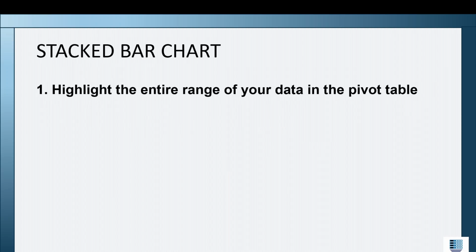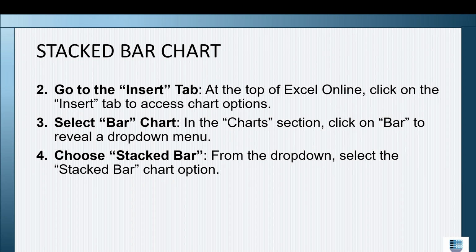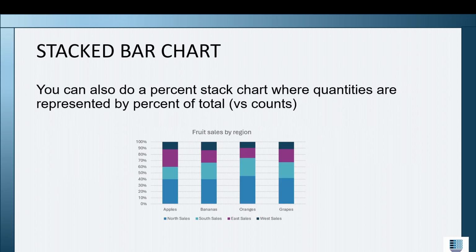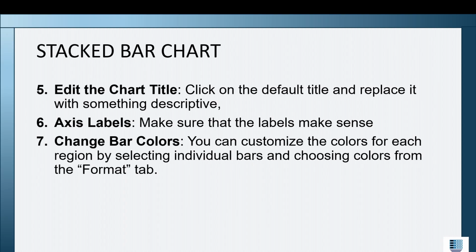Okay. So to actually make the chart, I'm going to highlight the data range from the pivot table, not the original data. Insert bar, and then I'll show you what a stacked bar looks like. Okay. And then of course we're going to edit our title and axes labels and maybe our bar colors. Okay, that's the first type of stacked bar chart.